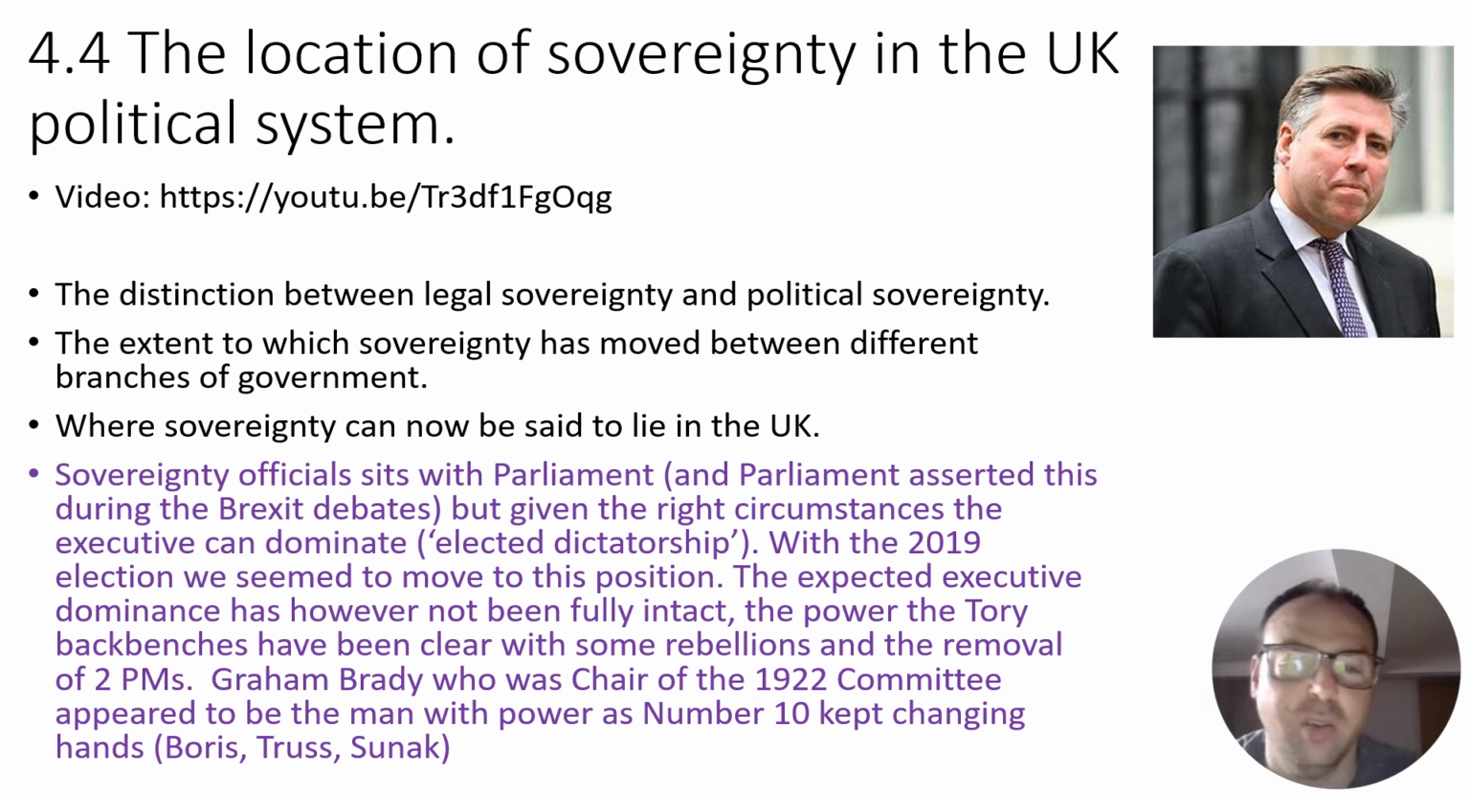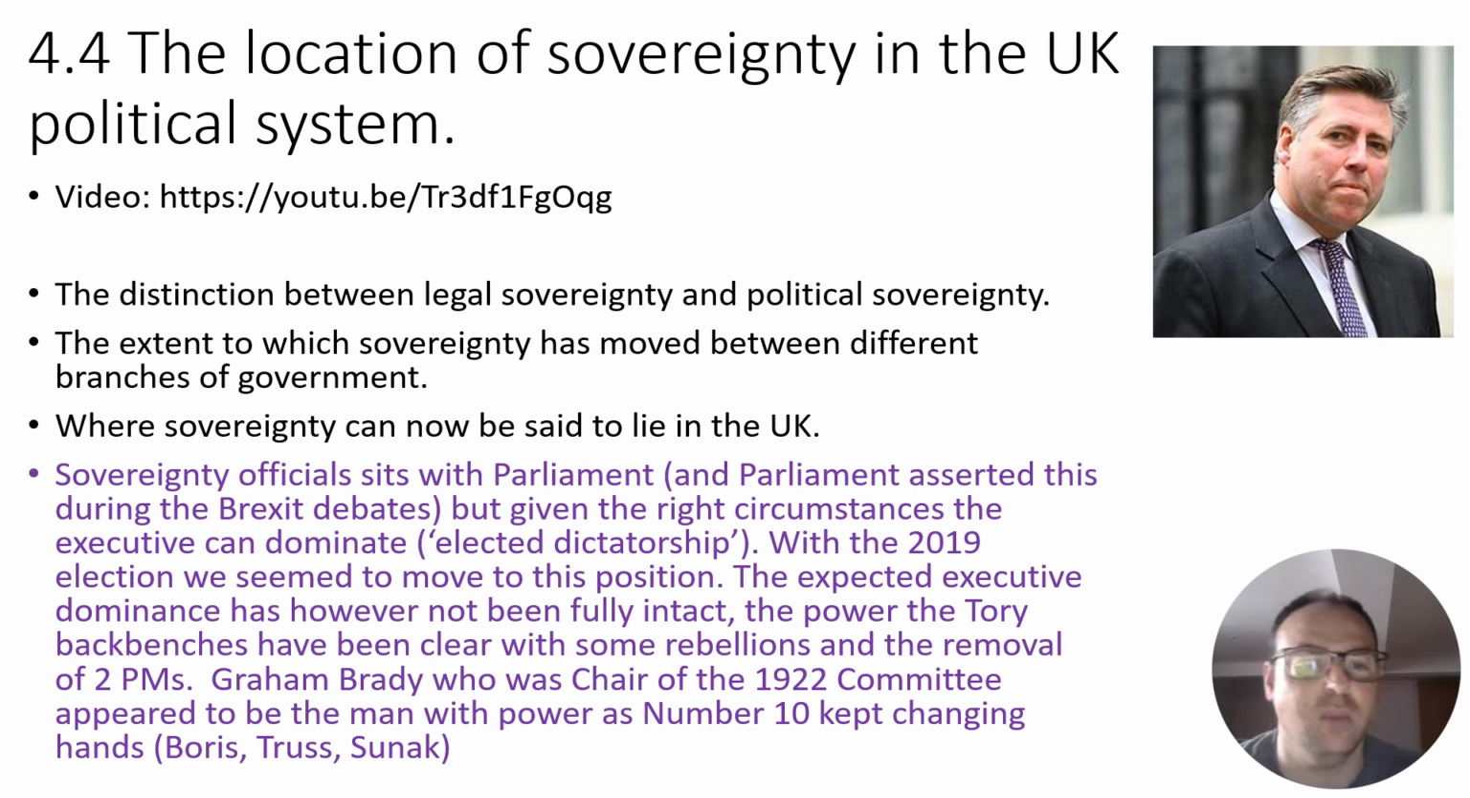And we can see that essentially Parliament has asserted its power during the Brexit debates, but given the right or particular circumstances, then the executive can be seen to dominate, and we get this idea where we have a government with a large majority, and then it gets this idea of an elected dictatorship. So essentially, whatever the governing party wants to do, it can do, because the Lords can only delay, and it can't block things that are in the manifesto, and it can't stop finance bills.